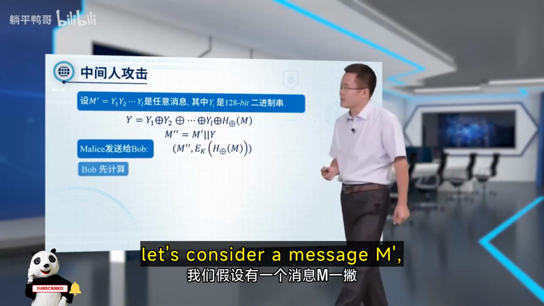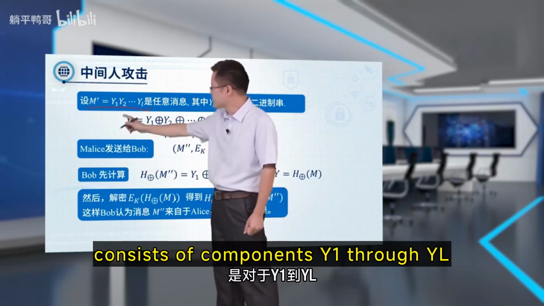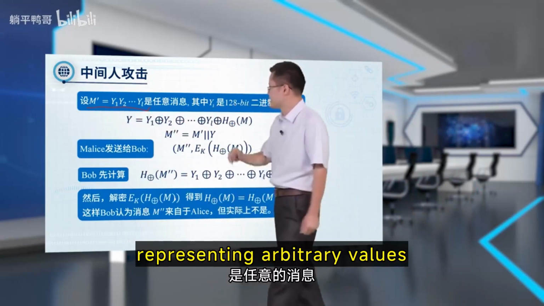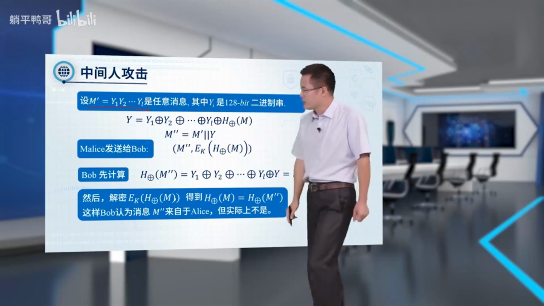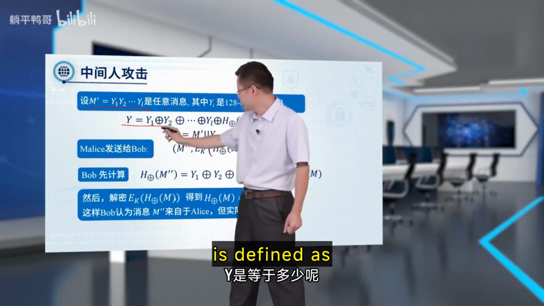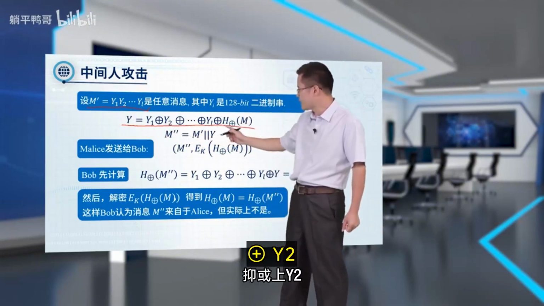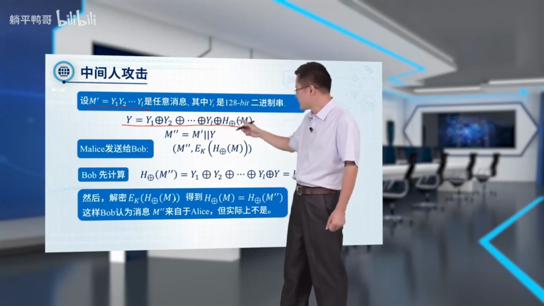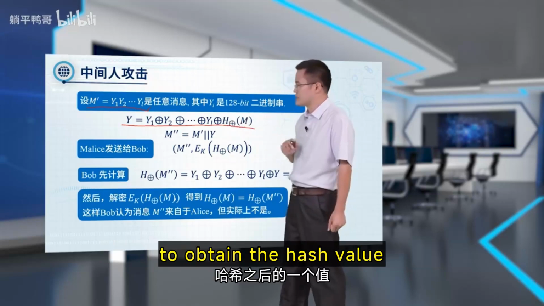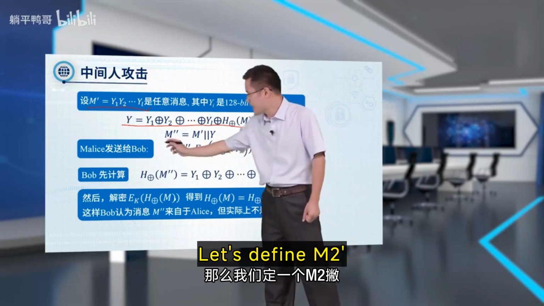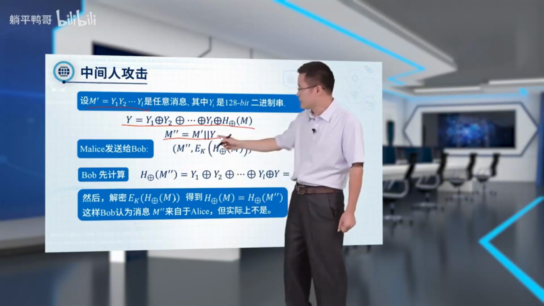Here, let's consider a message M, where M consists of components Y1 through YL, representing arbitrary values. Each component Yi is a 128-bit binary string. Now Y is defined as Y equals Y1 XOR Y2 XOR ... XOR YL. Apply hash function H to plain text M to obtain the hash value. Let's define M2 prime, where M2 prime equals M1 prime concatenated with Y.